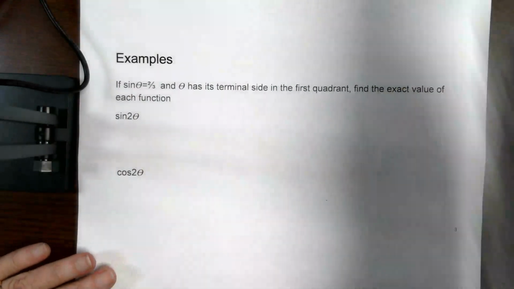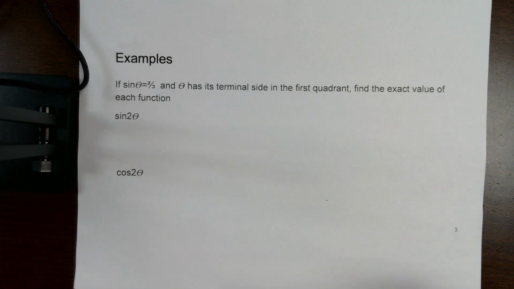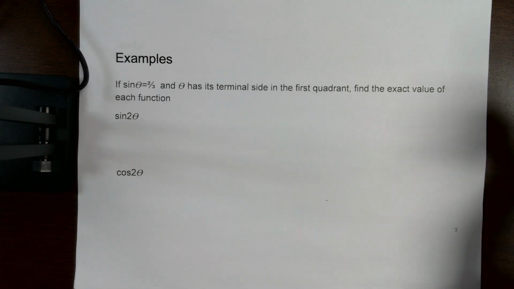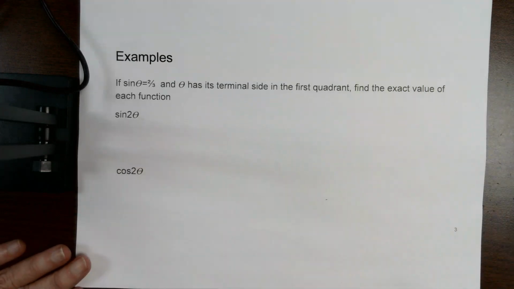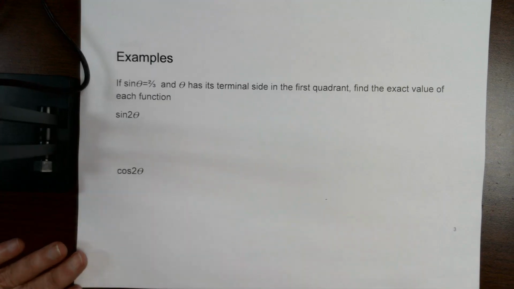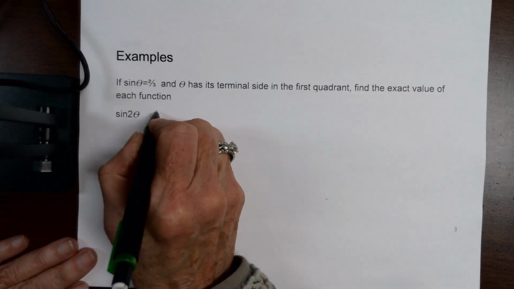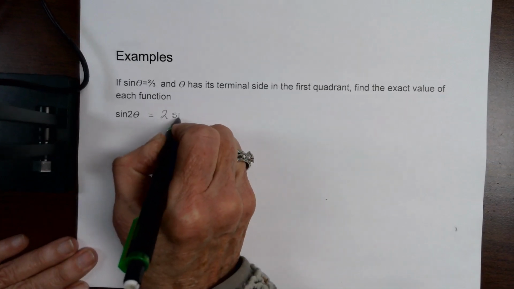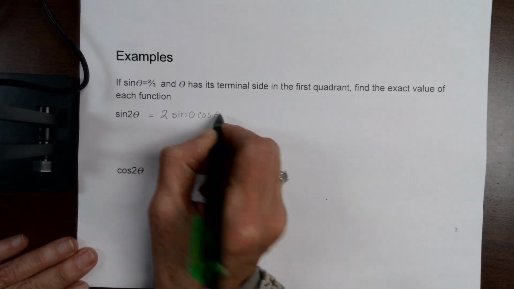Here's an example of how you're going to use those. Let's say that they give you that the sine of theta is 2 over 3, and that theta has its terminal side in the first quadrant. You're going to find the exact values of several of these. So if you look at the sine of 2 theta, you don't have a whole lot of choice there. So the identity that you're using is this identity.